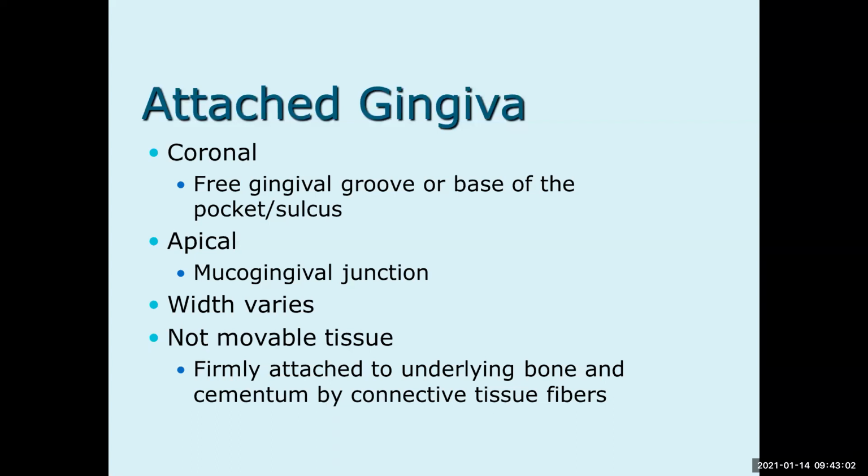The attached gingiva, again, the top portion is the free gingival groove or the base of the pocket or sulcus. The bottom portion of the attached gingiva, the apical portion, is the mucogingival junction. The width varies. It's not movable. The attached gingiva is not movable. It's firmly attached to the underlying bone and the cementum by the connective tissue fibers.